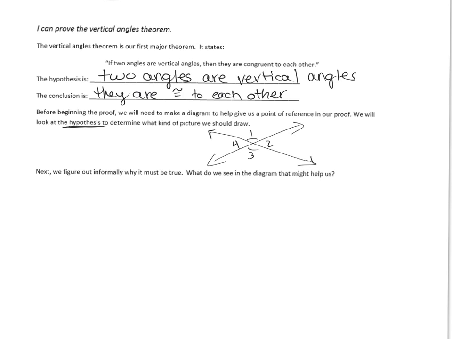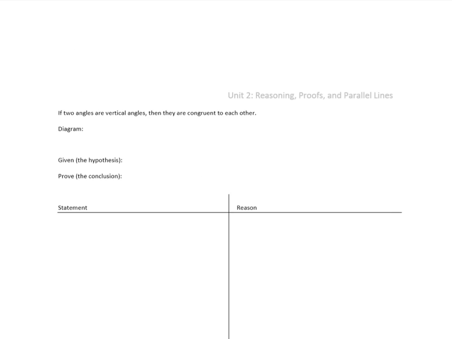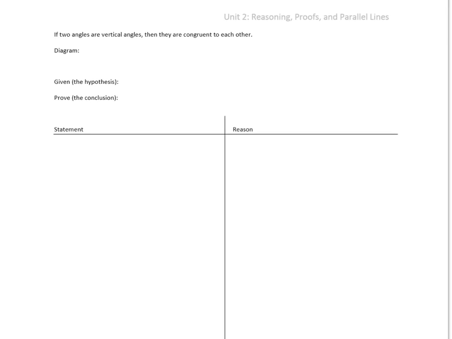Okay. Now, things I'm seeing in this diagram that are helpful, I see linear pairs, which I like because I know linear pairs sum to 180 degrees, and that's something that I can do really easily. So I'm probably going to use linear pairs when I'm proving this statement. So let's get going. I'm going to pause the video real quick and just fill in the blanks here, so give me a second.